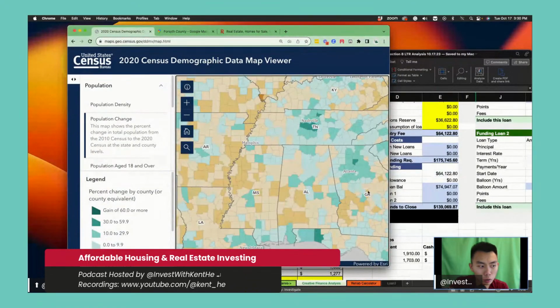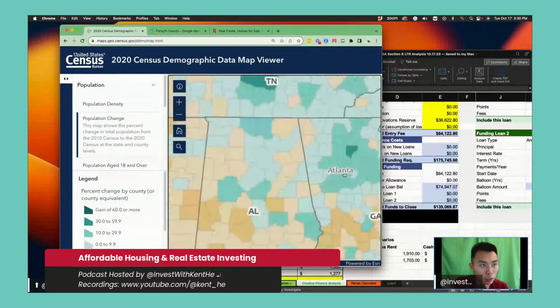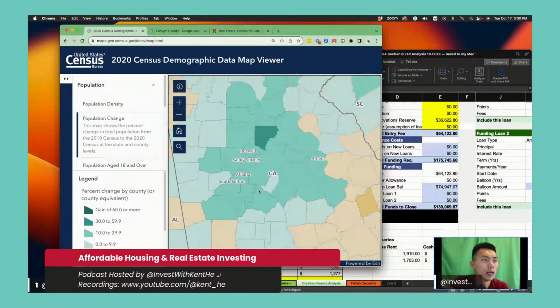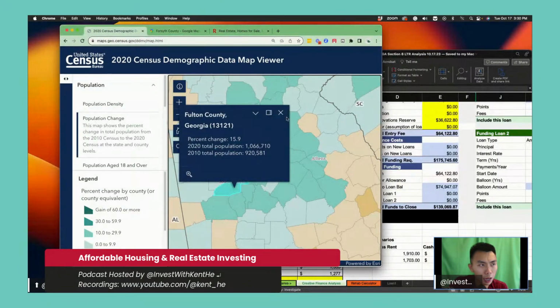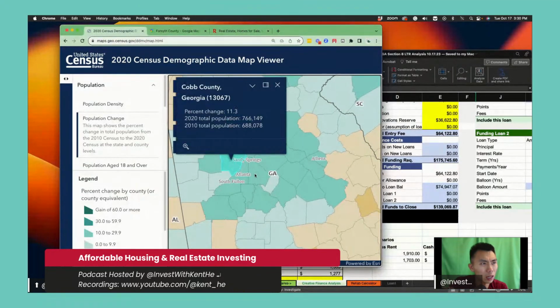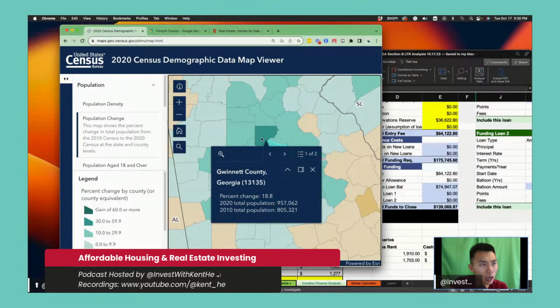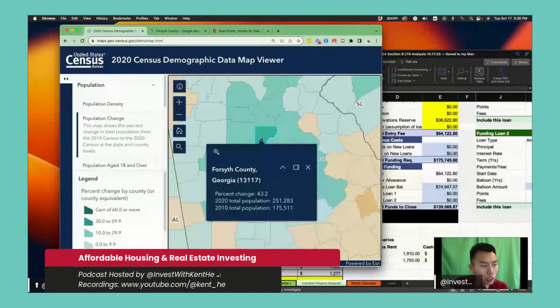What I'm trying to do is figure out which county in this area had the highest growth. You can see that Atlanta's over here. Okay, and here I'm looking at Atlanta. It looks like Fulton County had 15.9% population change, 11.3% in Cobb County, and DeKalb County was 10.5. So very, very good population growth in these areas.